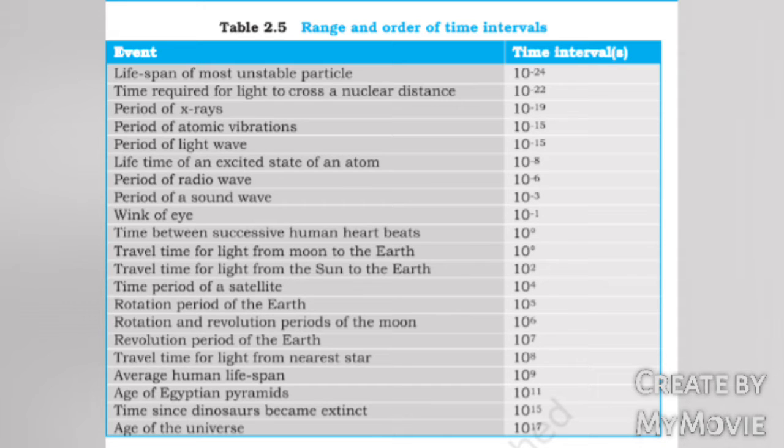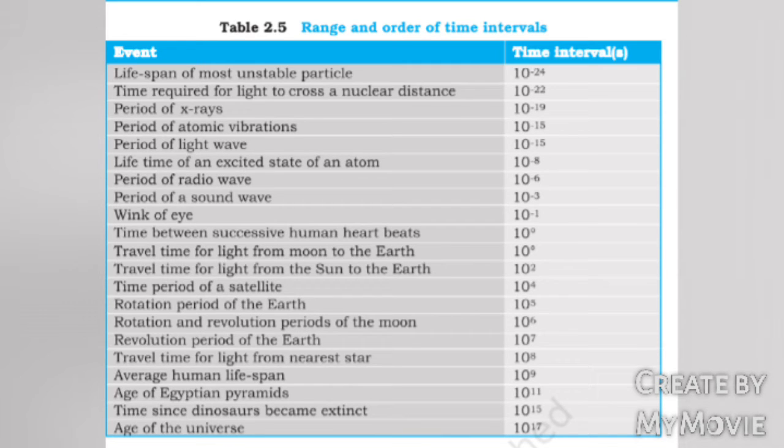Period of radio wave: 10 power minus 6 seconds. Period of sound wave: 10 power minus 3 seconds. Wink of eye: 10 power minus 1 second. Time between successive human heartbeat: 10 power 0 second. Travel time for light from moon to earth: 10 power 0 second. Travel time for light from sun to earth: 10 power 2 second.